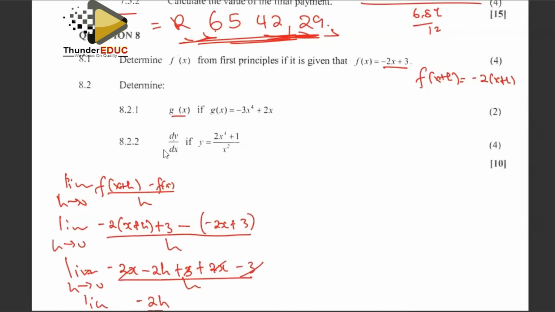Then if g of x, they want us to find the g prime, which is the derivative. So that's going to be negative 12x cubed plus 2.